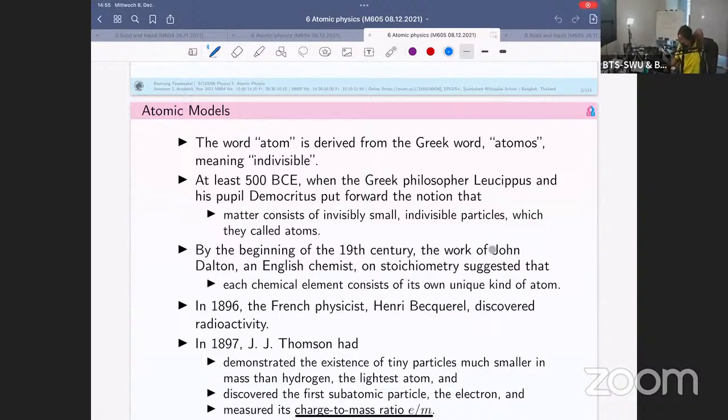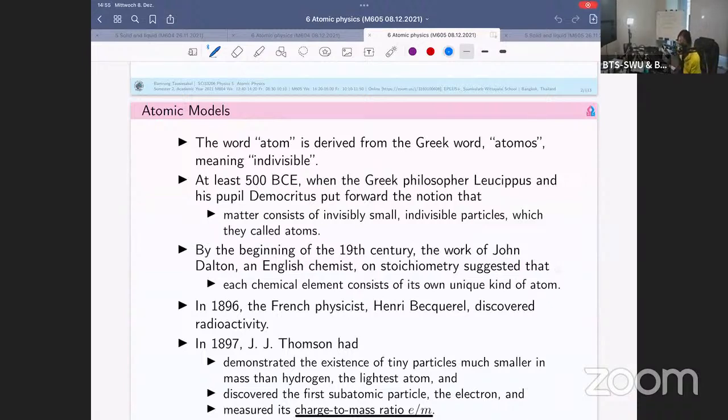and there was a chemist in England, an English person, and his name is John Dalton. Maybe you have ever heard his name before, right? John Dalton worked in chemistry, and his specialized topic is stoichiometry. And in this work, he suggested that each chemical element consists of its own unique kind of atom. So each element should have its own atom.